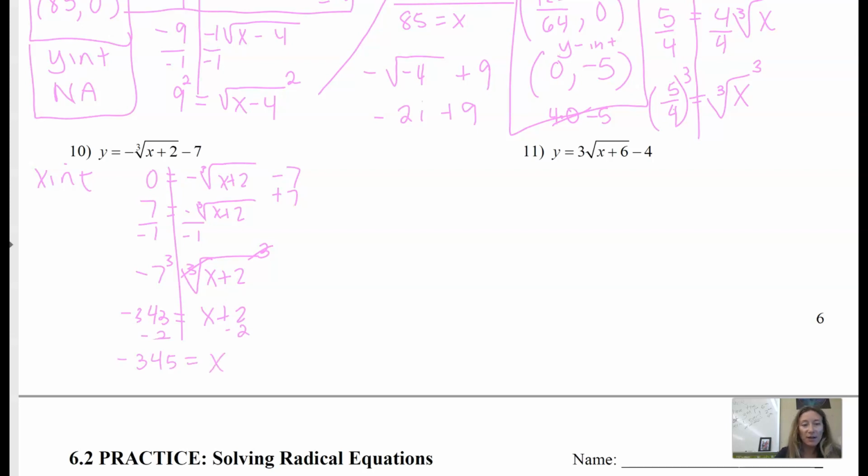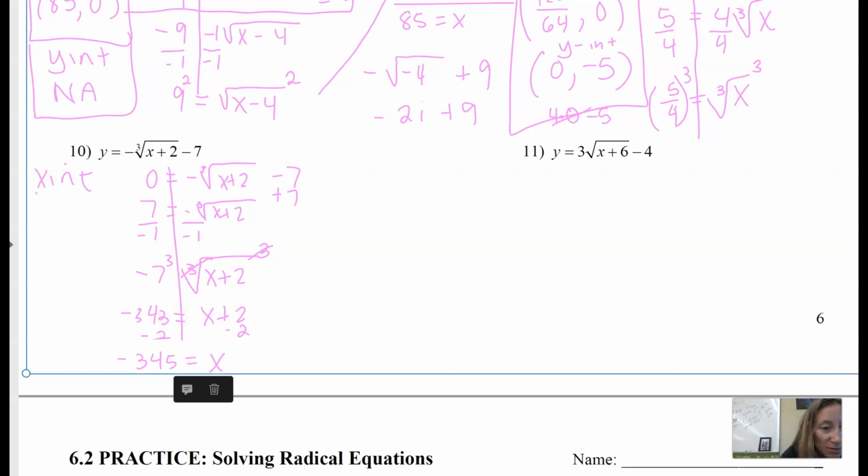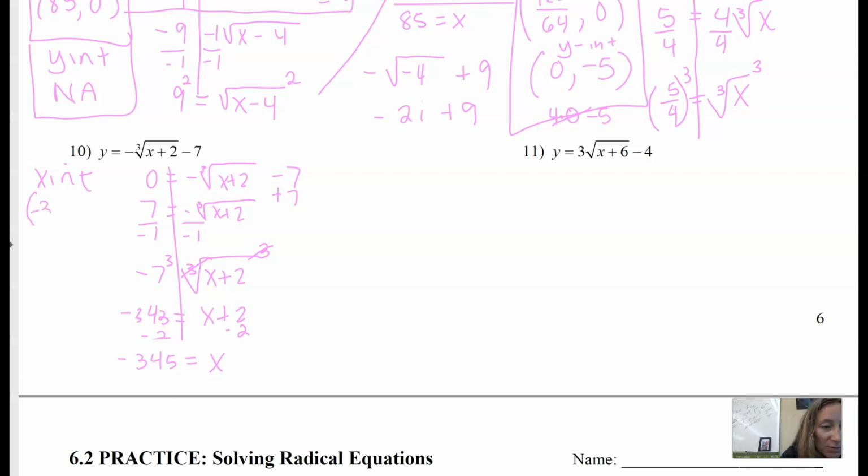Let me verify that in my calculator. So -345 plus 2 is -343. I'm going to do the cube root of -343, enter. Good, I have the right answer. I got -7, then I times it by -1 and subtract 7. Wonderful. So I got -345, 0.